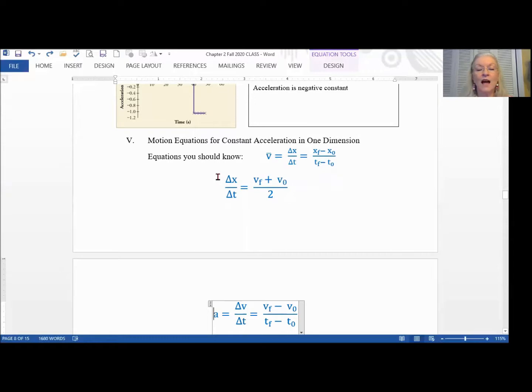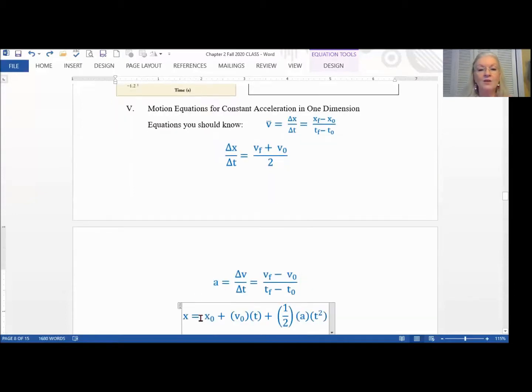And we talked about the fact that your average velocity, if it changes in a regular manner, would just be final plus initial over 2. You will find this a very useful equation. Many times they'll give you initial velocity and change in time and change in position and ask you for final velocity. Or they'll give you final and initial velocity and time and ask you for how far did the object travel. This is going to be a very important equation. You need to memorize it.